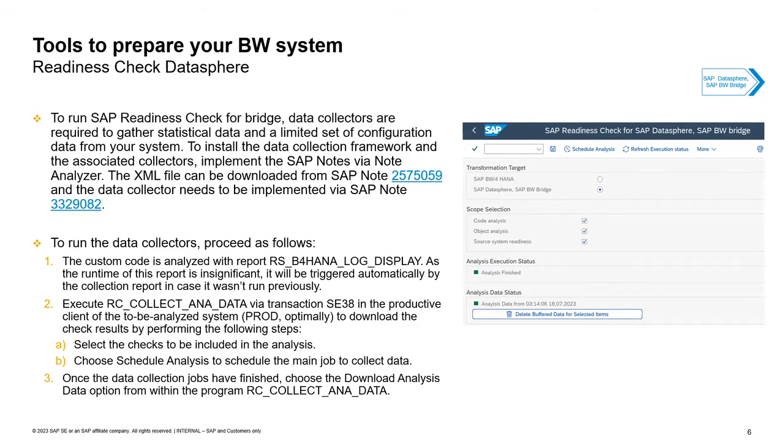So here on this slide, we take a little bit of a deeper look at how we execute these data collectors. Again, the data collection framework and the associated data collectors need to be installed. Those can be installed via SAP Notes in the Note Analyzer. You can leverage the XML files from SAP Note 2575059. But again, the overall central note, 3329082, will also help you with all this information. So you go through the series of notes that need to be installed to get all the data collectors.